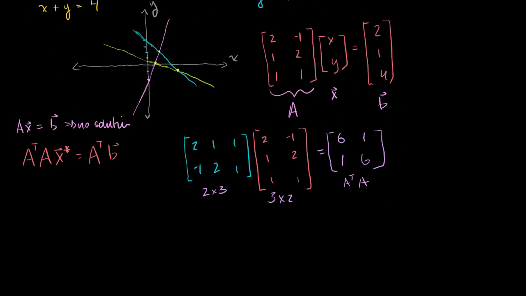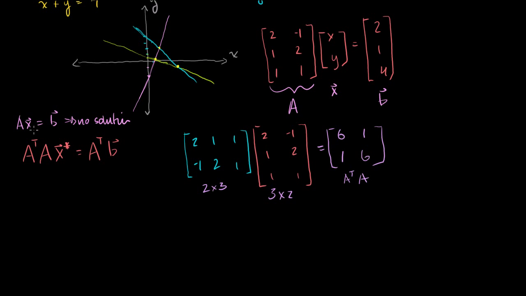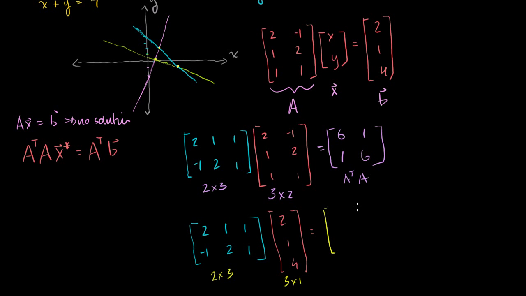Now, what is A transpose times b? A transpose is 2, 1, 1, minus 1, 2, 1. And then b is just the 3 by 1 vector, or the vector that's a member of R3, 2, 1, 4. So what is this going to be equal to? This is a 2 by 3 times a 3 by 1. We're going to get a 2 by 1 vector here.